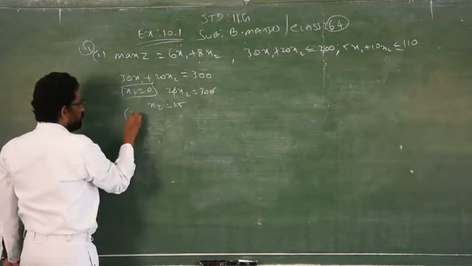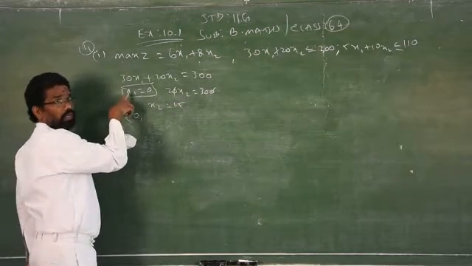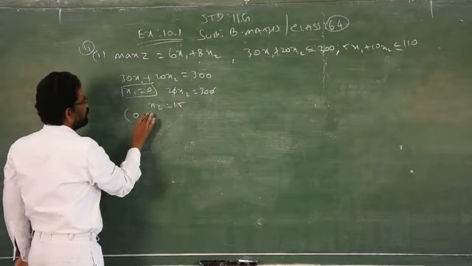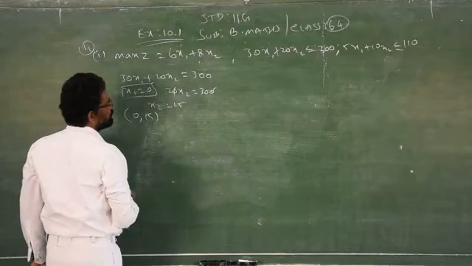So you have to write, I told you already, x1 stands for x-axis, x2 stands for y-axis. So x is 0, y is 15. I got 1 point, isn't it?